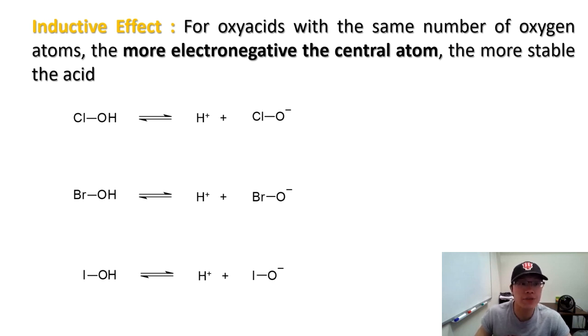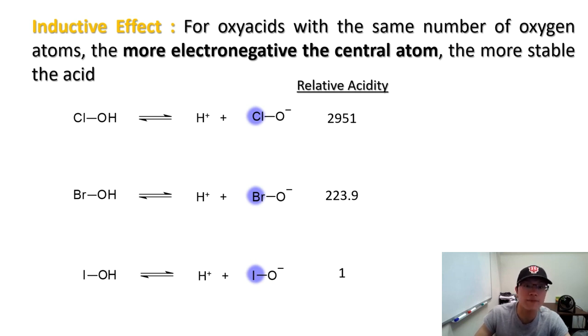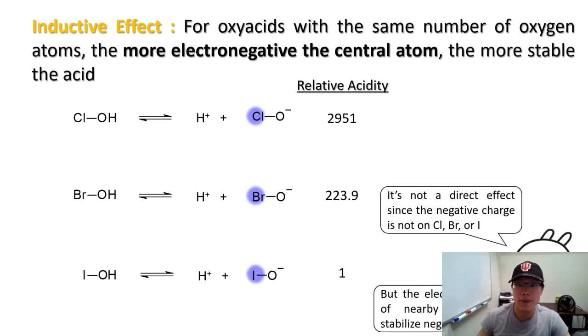So we have to look at the electronegativity of atoms nearby. Okay, so we talk about chlorine, bromine, iodine right here. And you usually remember from first organic chemistry, the electronegativity trend. The chlorine has the highest electronegativity, followed by bromine and iodine. Okay, and this electronegativity of the atom nearby can stabilize the negative charge on oxygen. So the relative acidity goes like this. Hypochlorous acid is the most acidic, followed by hypobromous and hypoiodous. Okay, this effect is called inductive effect.